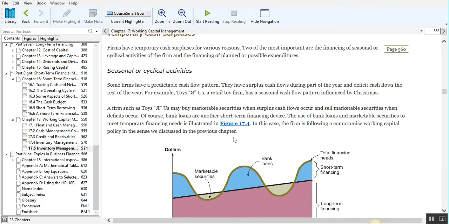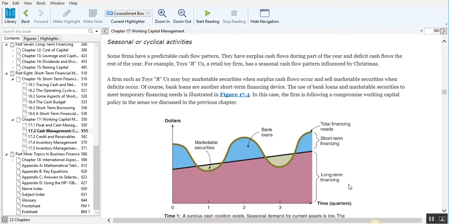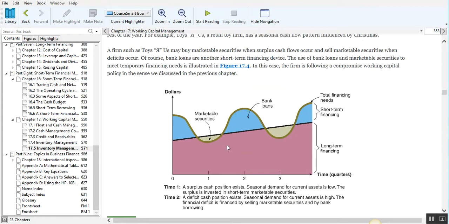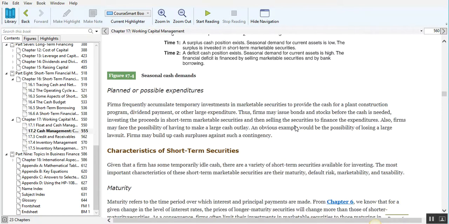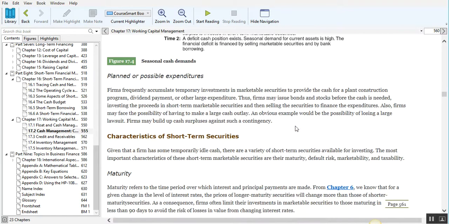So if you were at a point where you had additional funds, surplus funds, you could put those in marketable securities when you don't need long-term financing. Short-term financing, but when you run into a shortage, you go to the bank for loans. When you have a surplus, you basically go back to marketable securities. You're going to manage cash in order that you can do that.